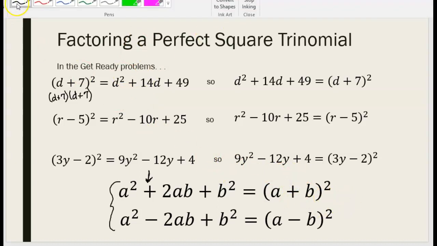So the way that we're going to get this is, once you find out that you've got the proper pattern going on here, you're really just going to take the square root of the first term and put it here, the square root of the last term and write that here, and then of course you double check that middle term to make sure that it is double the product of those square roots, and then you write it in this format with a little squared hanging up in the air.